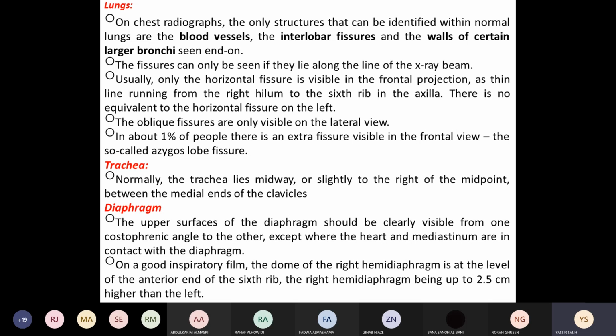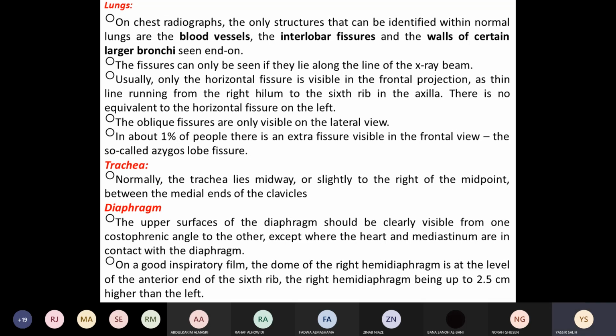We know that in the left lung there is no horizontal fissure, no minor fissure. The horizontal fissure is located on the right lung only. But the oblique fissure is present in both the right and the left lung. This oblique fissure, if it's seen, is usually seen on the lateral view. We don't see it in the frontal view like the horizontal fissure.